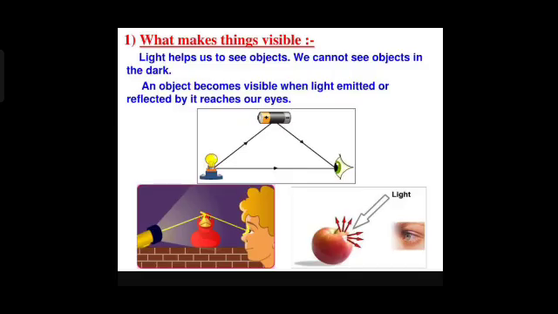Today we are going to discuss chapter 13 of class 8 science, which is light. Light is a form of energy. Light is needed to see things around us. So what makes things visible?